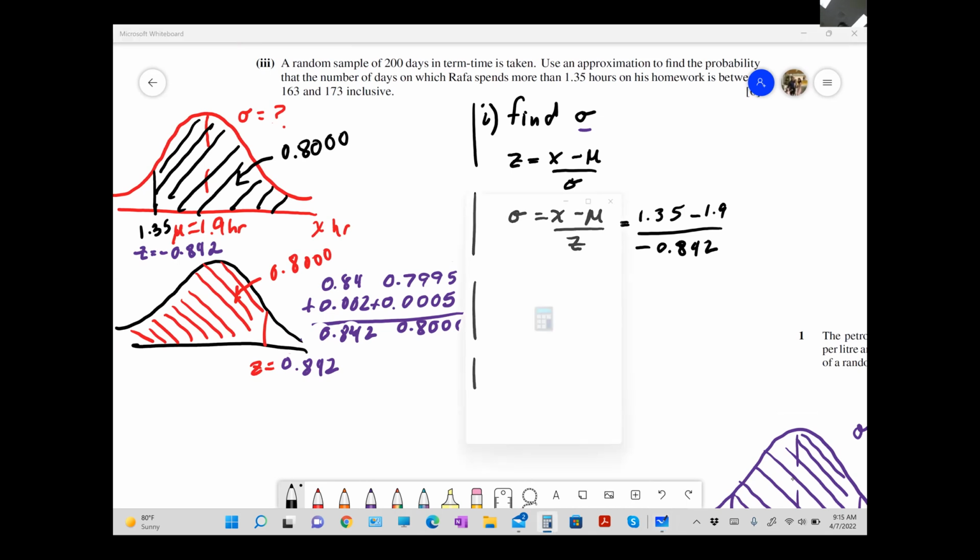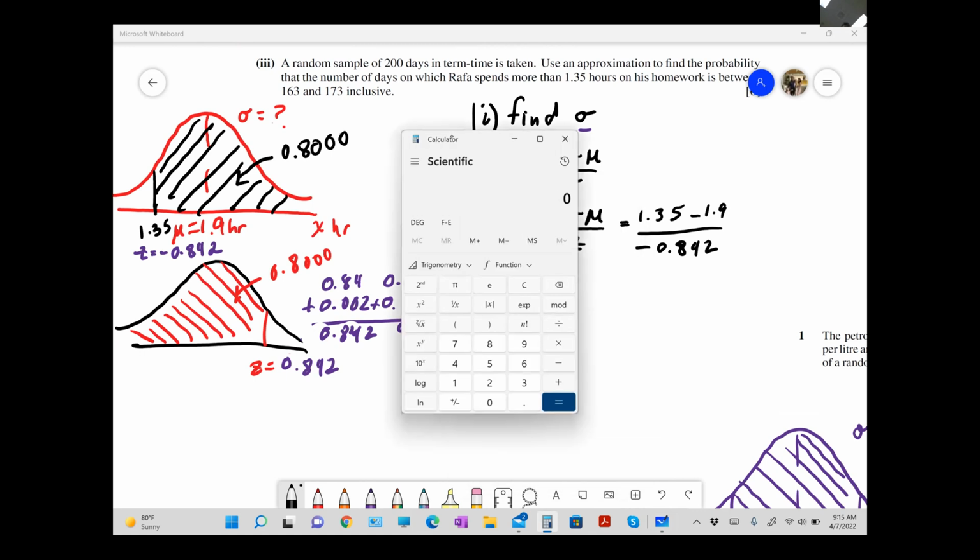So let me go ahead and pull out my calculator here. Hopefully I don't make mistakes. 1.35 minus 1.9 equals negative 0.55. And divide that by negative 0.842.